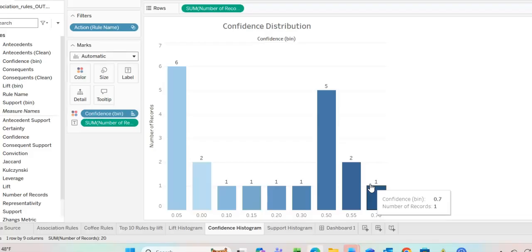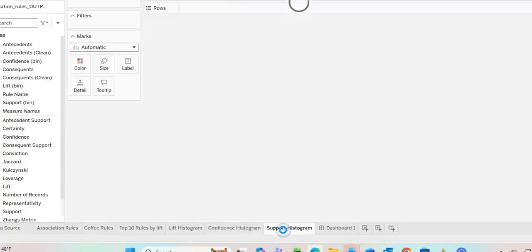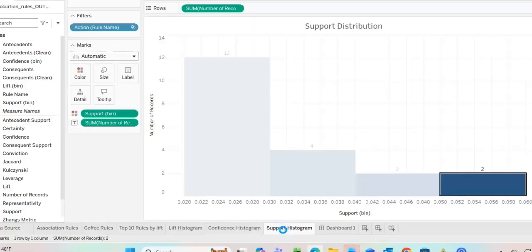when predicting customer behavior. Now the next one is the support distribution, the support histogram. This shows how often item combinations appear in the dataset. Most rules have low support, which is common in retail data, but rules with even slightly higher support are more reliable.